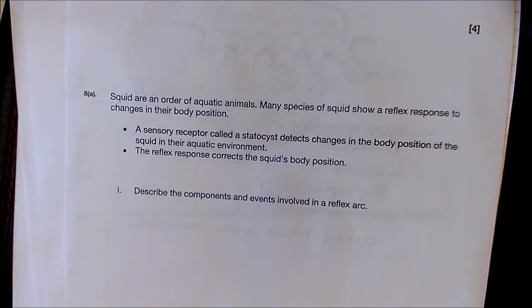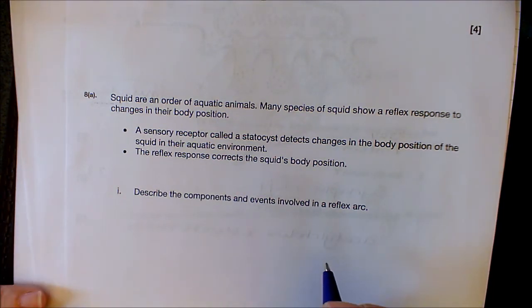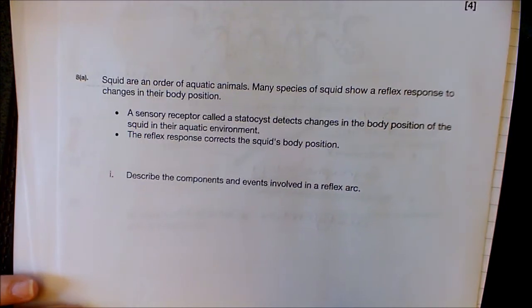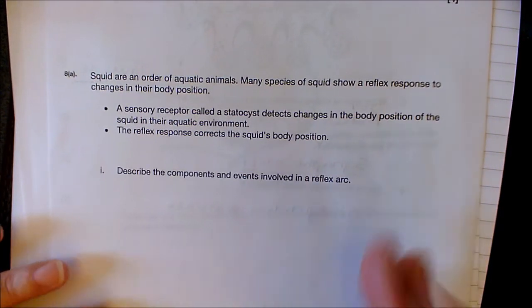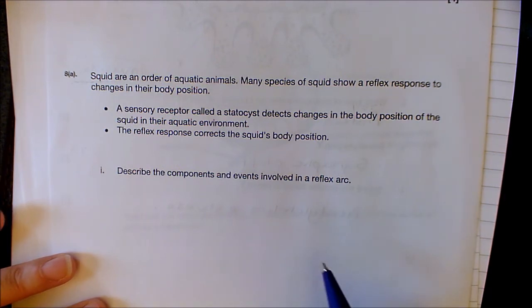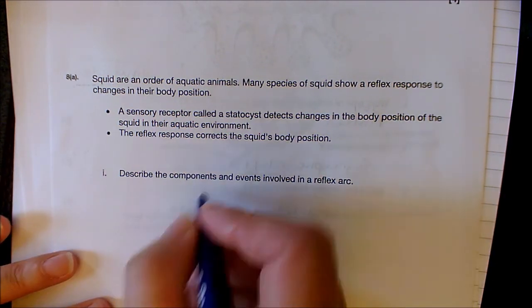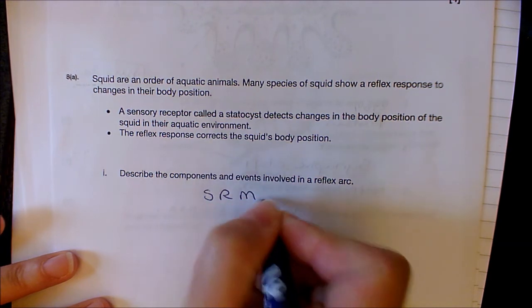Question 8. Squid are an order of aquatic animals. Many species of squid show a reflex response to changes in their body position. A sensory receptor called a statocyst detects changes in the body position of the squid in the aquatic environment. The reflex response corrects the squid's body position. Describe the components and events involved in a reflex arc. So it's no different to GCSE.